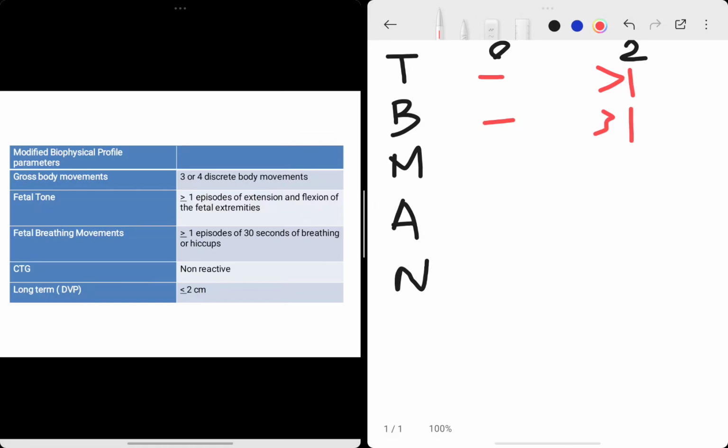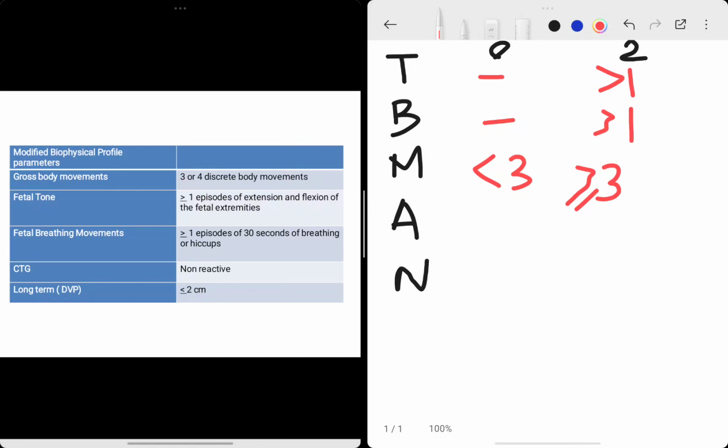Then M for movements, but here the movements are gross body movements. So if there is no movement at all, or if there are less than 3 movements, meaning the baby's movement is low, then this is given a score of 0. And if there are 3 or more than 3 gross body movements, limb movements in 30 minutes, episodes of active movements, a single movement is counted as 1. So this is a score of 2.